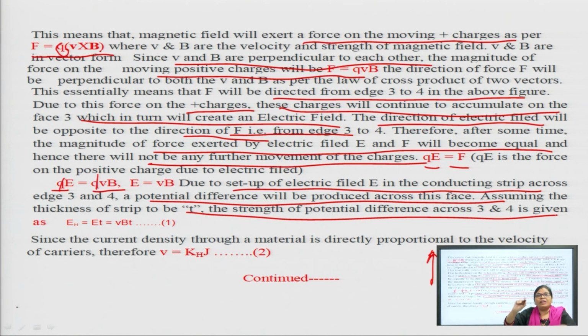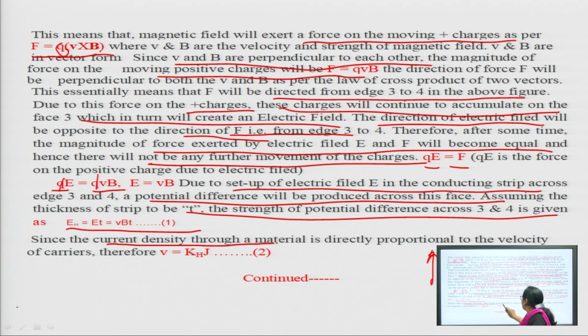So remember that we measure the Hall voltage across the strip when using the diagram. We consider the measuring points to be 3 and 4, and the force applying points to be 1 and 2. Where we apply the current, that point is 1 and 2, and the measuring point is 3 and 4. That's why we consider points 3 and 4. So E_H is equal to ET is equal to VBT.